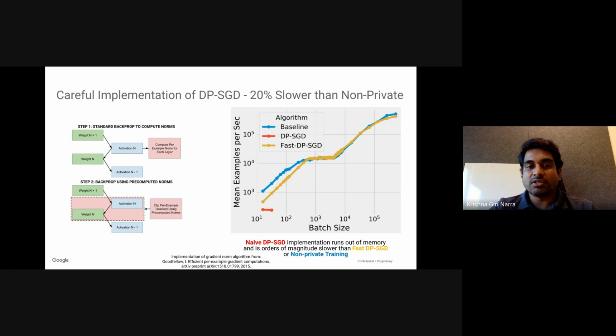In this plot, you can see that the naive implementation actually doesn't scale. It runs out of memory at very small batch sizes, whereas the fast DP-SGD implementation keeps up with the non-private baseline in both speed and batch size.